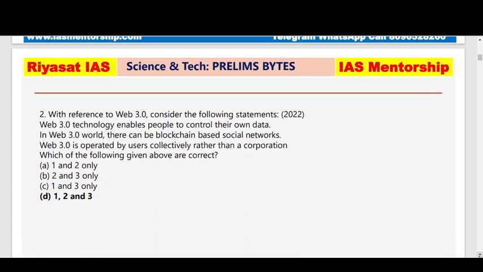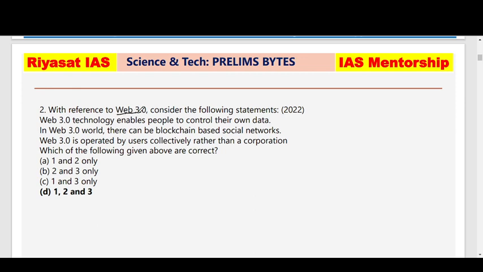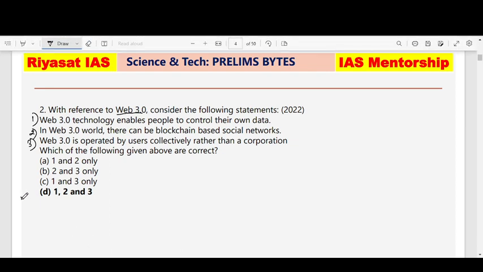Moving on to the next question, which is about Web 3.0. A very important concept, and I will tell you about this separately also. First, Web 3.0 technology enables people to control their own data. Second, in the Web 3.0 world, there can be blockchain based social networks. Third, Web 3.0 is operated by users collectively rather than a corporation. Which of the following statements are correct? As I have marked here, D, yes, all the statements are correct.